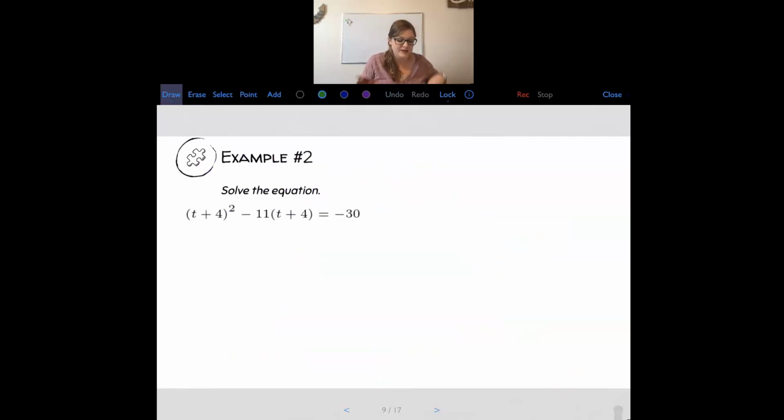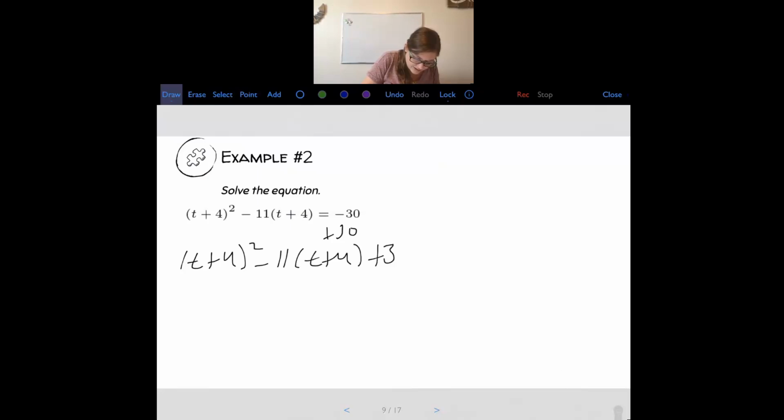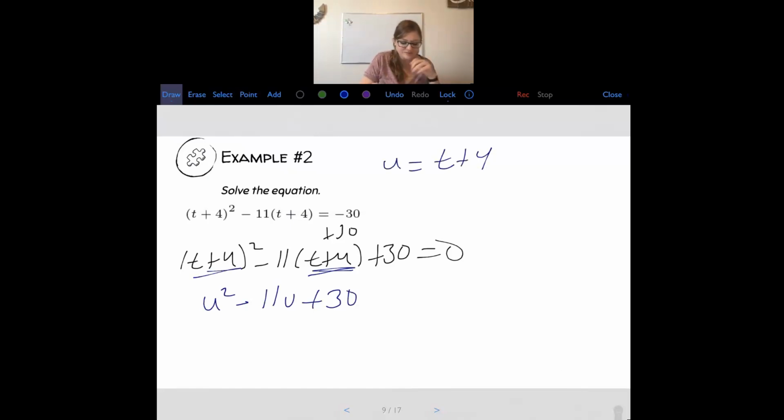Next, solve the equation. So we have t plus 4 squared minus 11t equals negative 30. So since we're dealing with quadratic form, we're applying principles of quadratic equation. We do want this to be set equal to 0 first. So we'd have t plus 4 squared minus 11 times t plus 4 plus 30 equals 0. And wouldn't it be really convenient if this was u squared minus 11u plus 30? Okay, so you can see that our substitution here is t plus 4. So at the end of this problem, we'll have to make sure that we've solved it for t. Okay, and this is equal to 0.